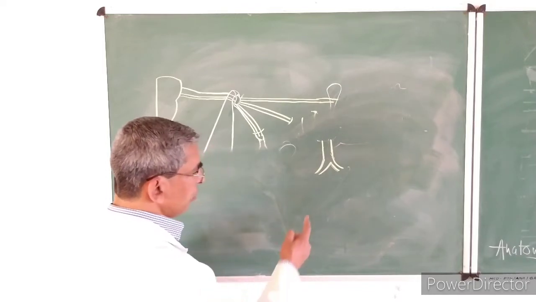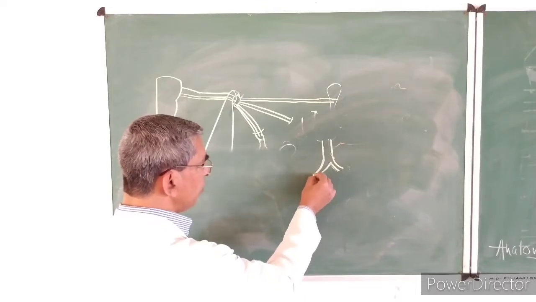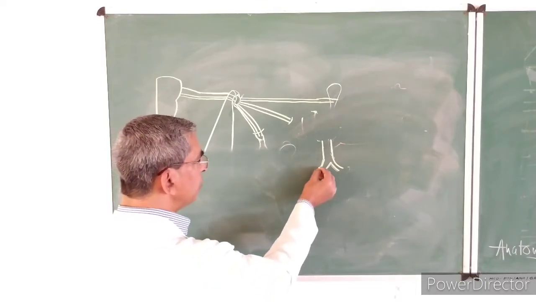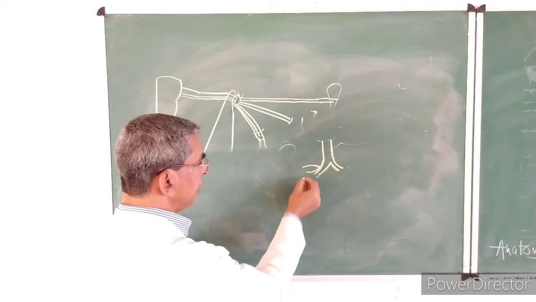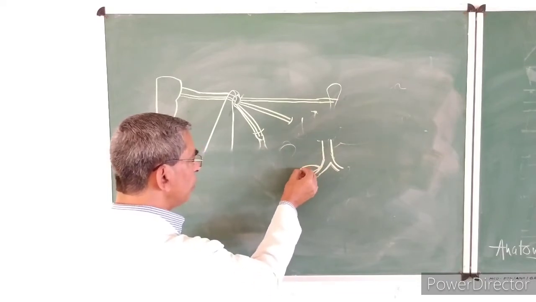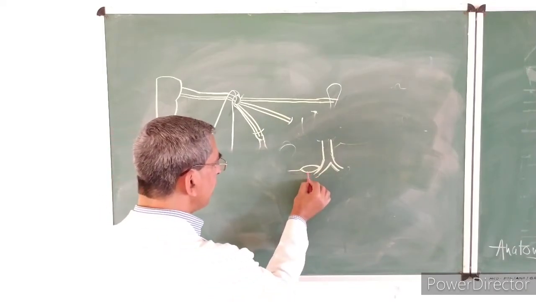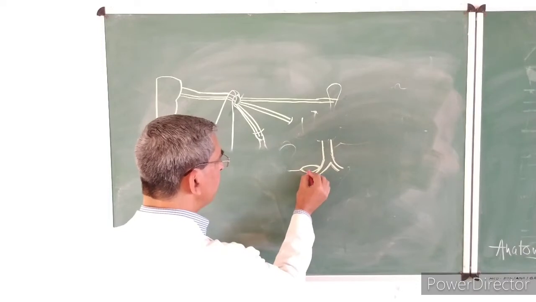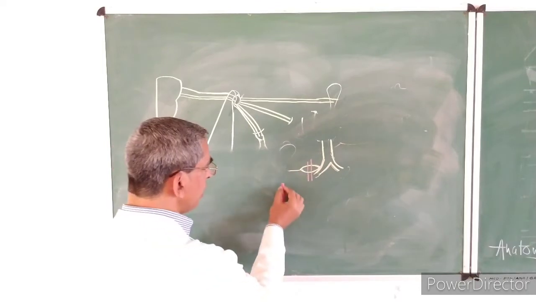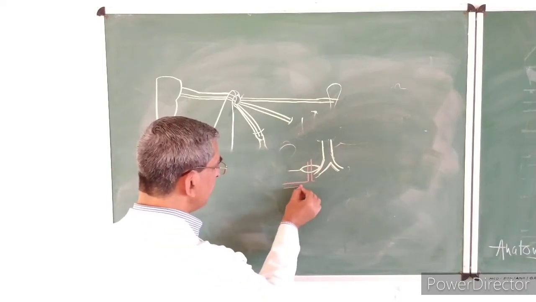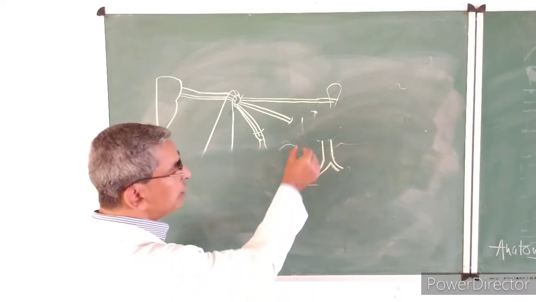Now, the first nerve from the posterior division is the auriculotemporal nerve. This auriculotemporal nerve arises by two roots. These two roots unite to form the auriculotemporal nerve, and in between the two roots the middle meningeal artery passes, from the maxillary artery. So we can say the two roots of the auriculotemporal nerve wind around the middle meningeal artery.